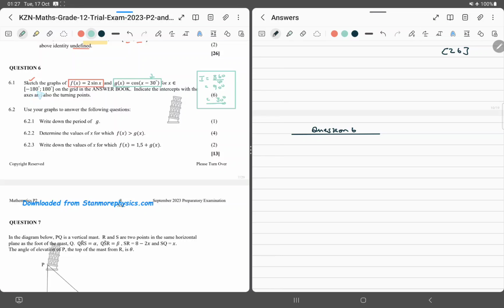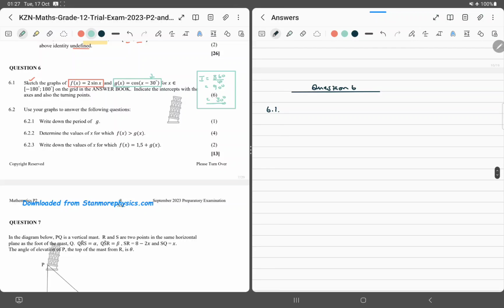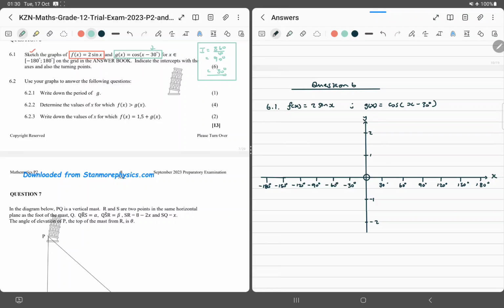Now we're told from minus 180 to 180 on the grid. I really don't have that, so we're going to make our own. Excuse me for that. All right, so 6.1. Let's just do our own grid. Okay, guys, so I've created my grid, nice and easy. So now let's start plotting.